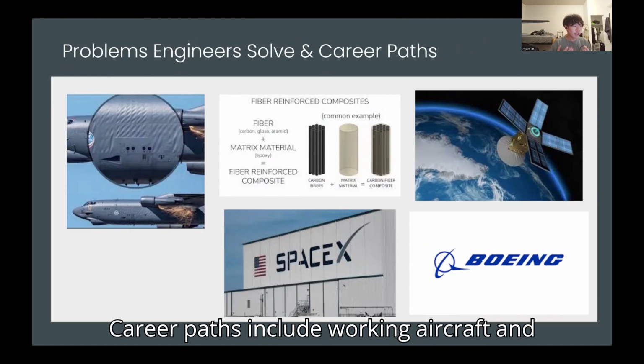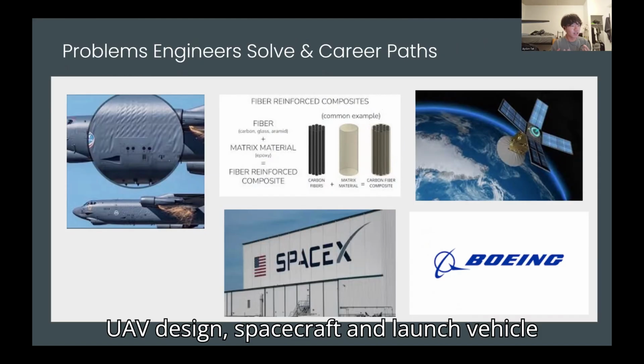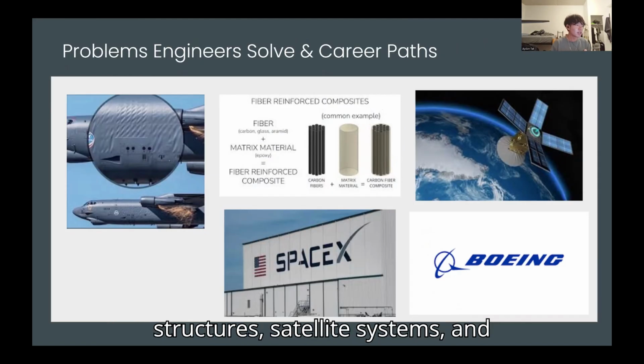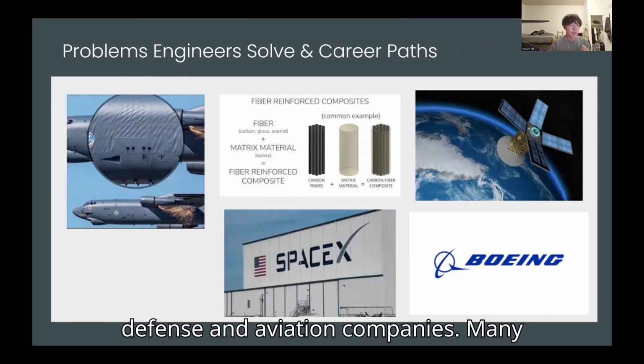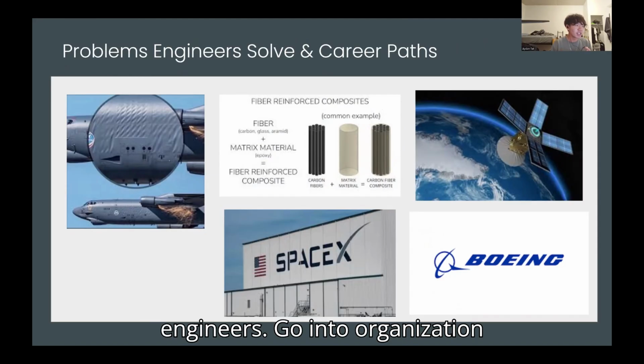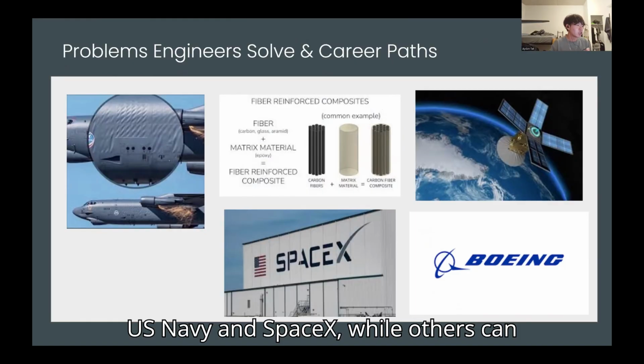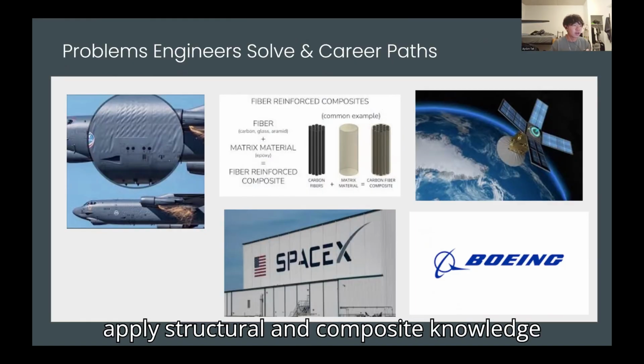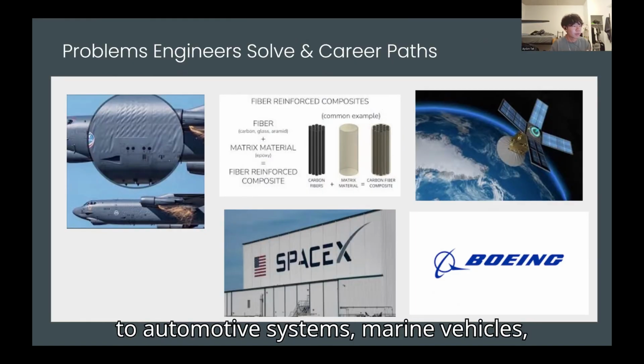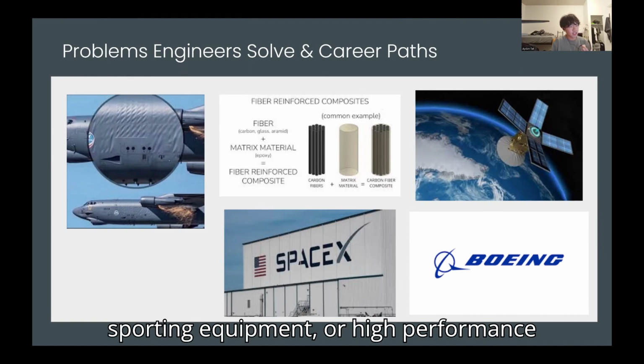Career paths include working in aircraft and UAV design, spacecraft and launch vehicle structures, satellite systems, and defense and aviation companies. Many engineers go into organizations like Boeing, NASA, the US Navy, and SpaceX, while others can apply structural and composite knowledge to automotive systems, marine vehicles, sporting equipment, or high-performance medical devices.